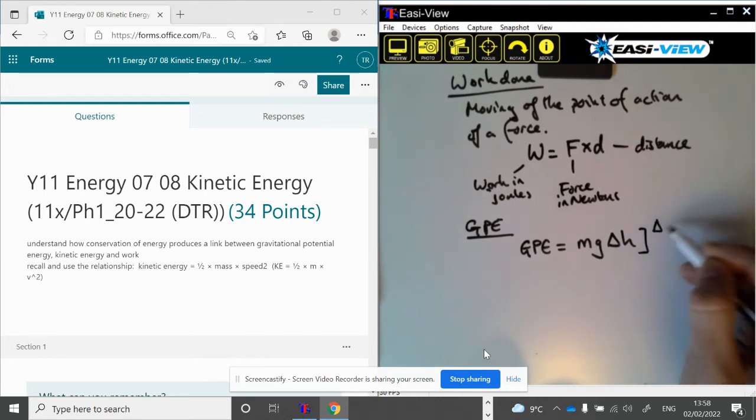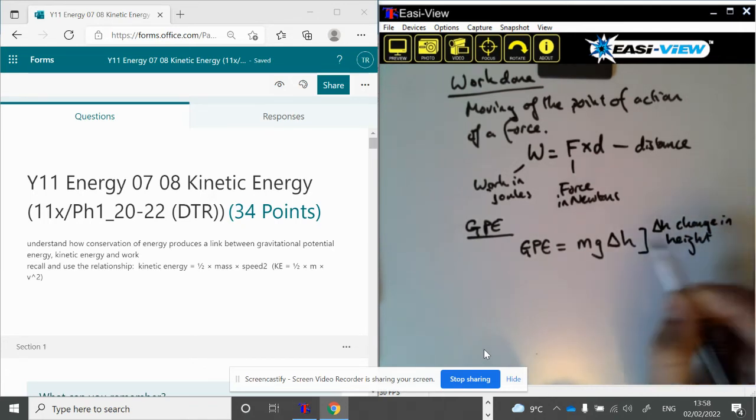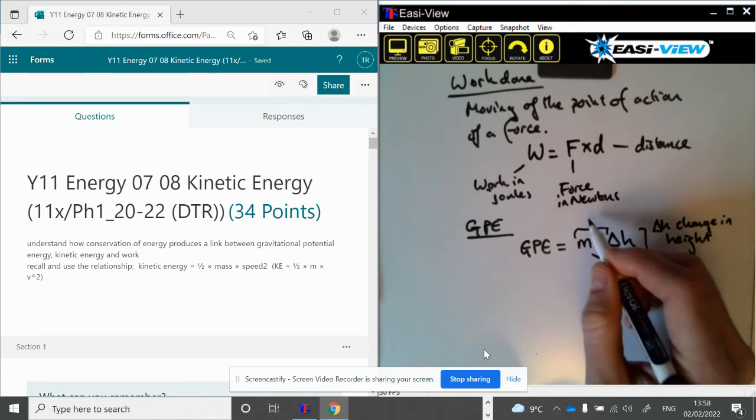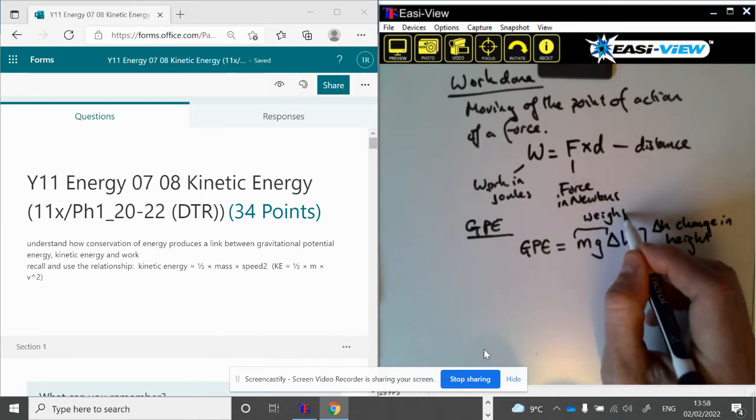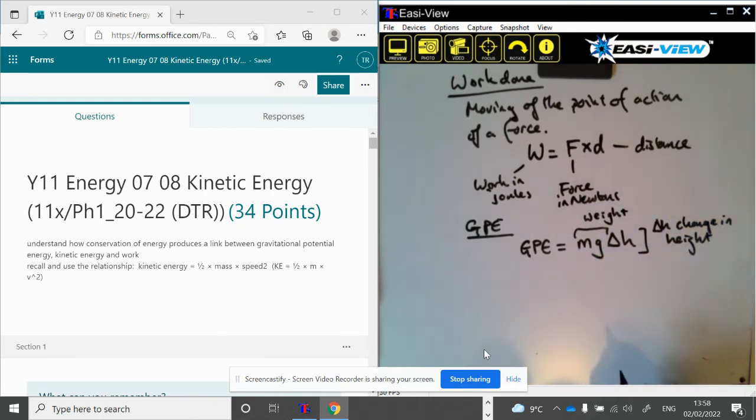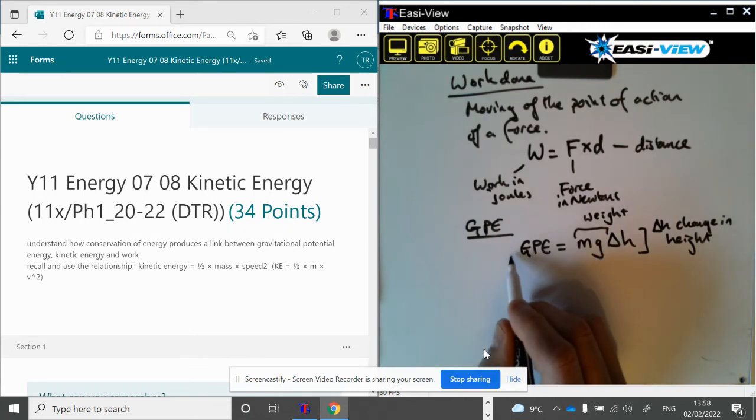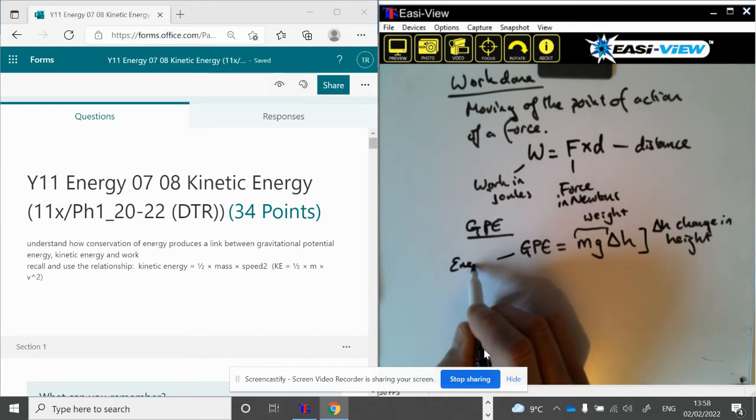So you've got delta h is the change in height, mg is the weight, where m is the mass in kilograms and g is the gravitational field strength, which on Earth is usually around about 10, and then GPE is the energy in joules. So that's the energy in joules.